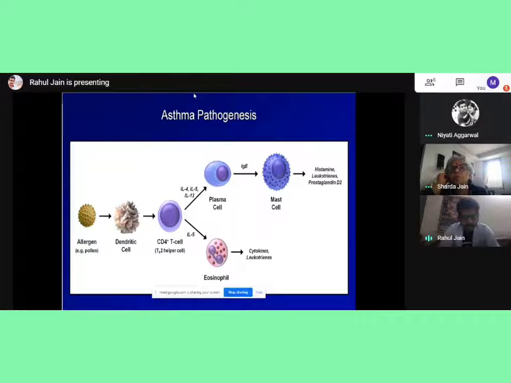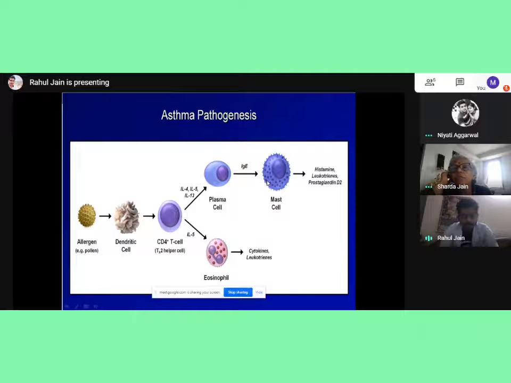Yes, this is the picture which summarizes the whole thing. So there is one allergen. That allergen gets inhaled into the respiratory tract. That allergen is taken up by a CD4 T cell. That CD4 T cell makes IgE, the immune antibody. That antibody goes and sits on a mast cell.